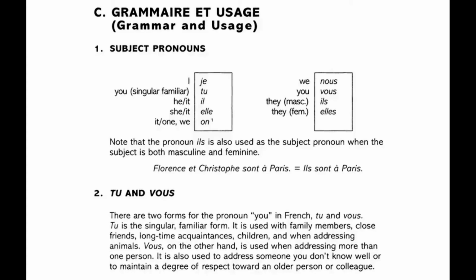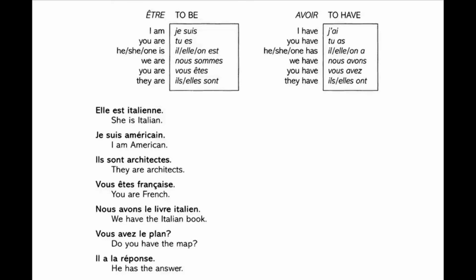As I already told you, tu is informal and singular, vous is formal, singular and plural both. Okay, the auxiliary verbs être and avoir. Être means to be, avoir means to have. So, je suis. Listen to the sound; you have to learn this like vocabulary. Je suis, tu es, il est, elle est, on est. Nous sommes, vous êtes, ils sont, elles sont.